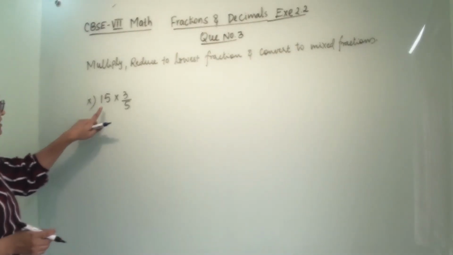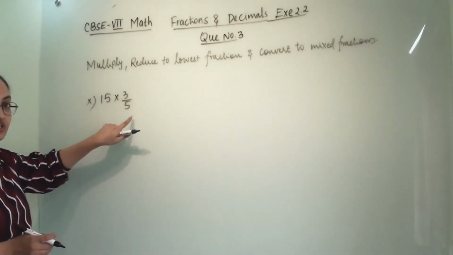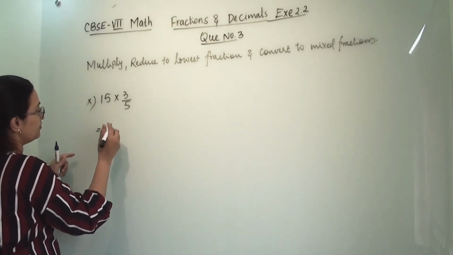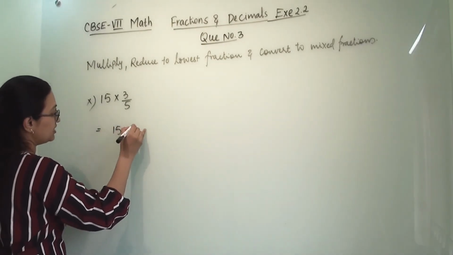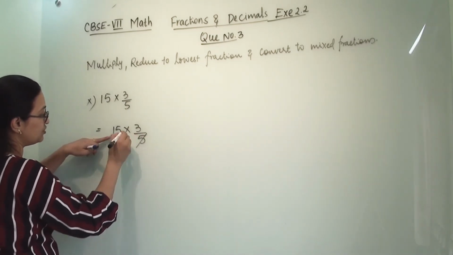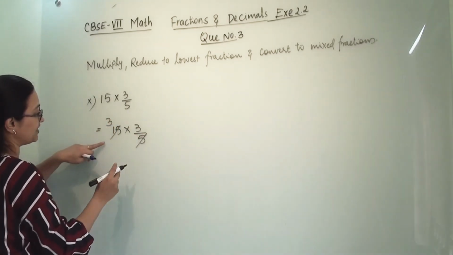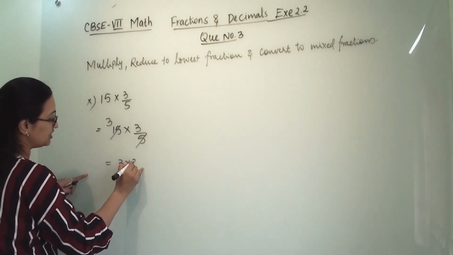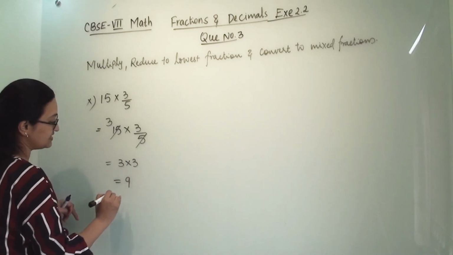Our last numerical is 15 into 3 by 5. So we can reduce this. 15 into 3 by 5 is there. Here 15 and 5, so we can reduce this and we can write here 3. 5 3s are 15. So here 3 into 3. So the answer we'll get is 9.